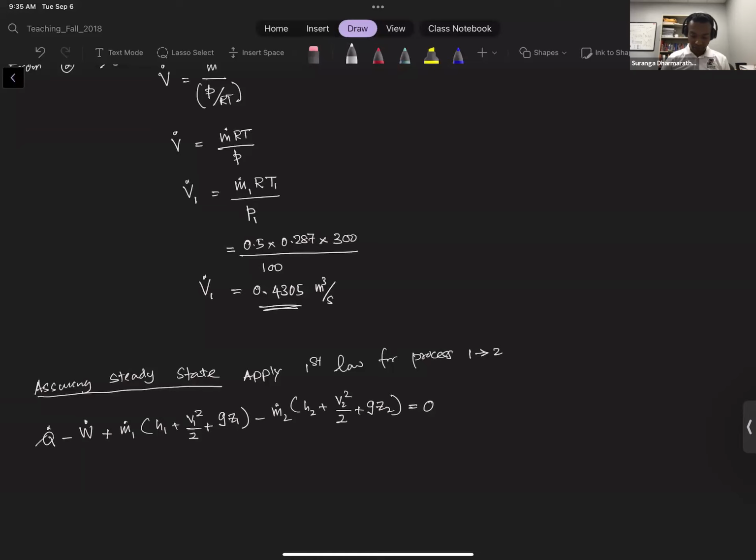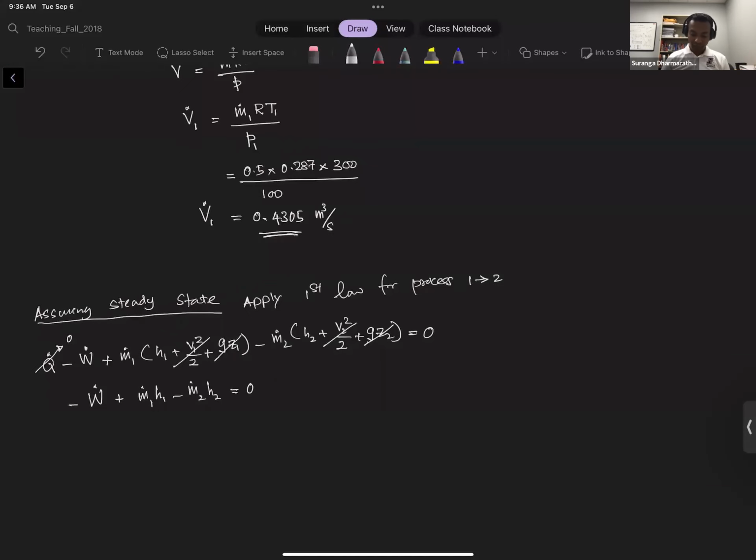Now it says adiabatic turbine, so Q dot goes to 0. Neglecting kinetic energy changes, these two cancel. Neglecting potential energy changes, these two cancel each other. And then we have W dot plus m dot 1 h1 minus m dot 2 h2 equal 0.